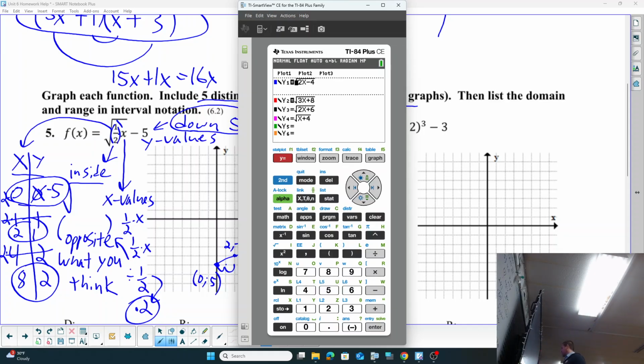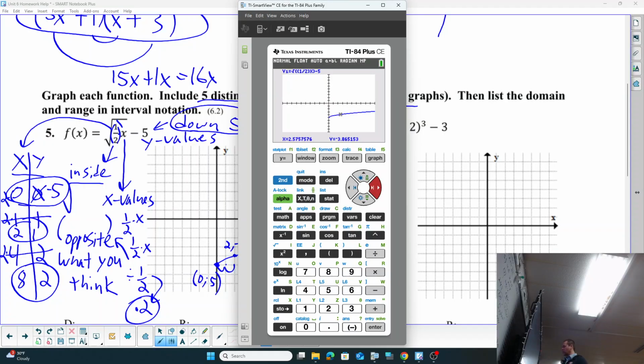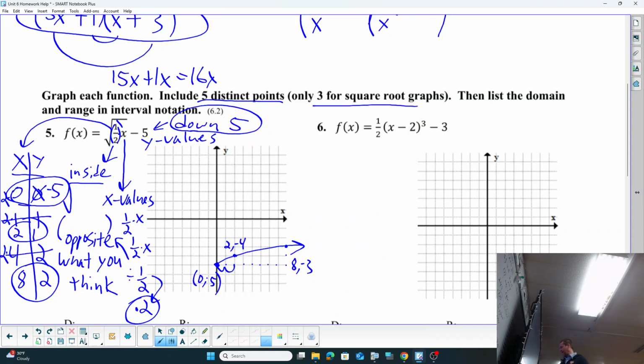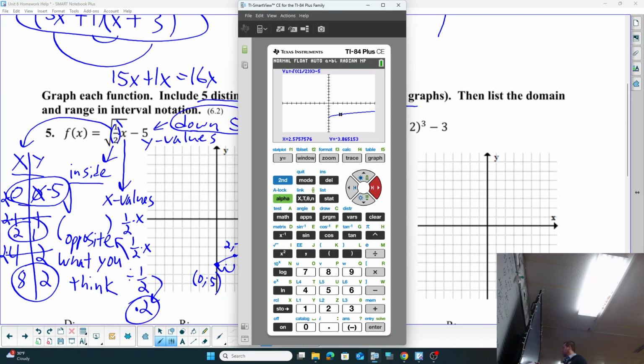So we go to y equals. Go ahead and clear these guys. There it is. Okay, so this is going to be the square root of 1/2 x, right arrow, minus 5. And then we push graph. Looks like we're at zoom 6, so it looks like we're at 0, negative 5. We should also be at 2, negative 4, and 8, negative 3. So 2, negative 4, yep, looks good there.